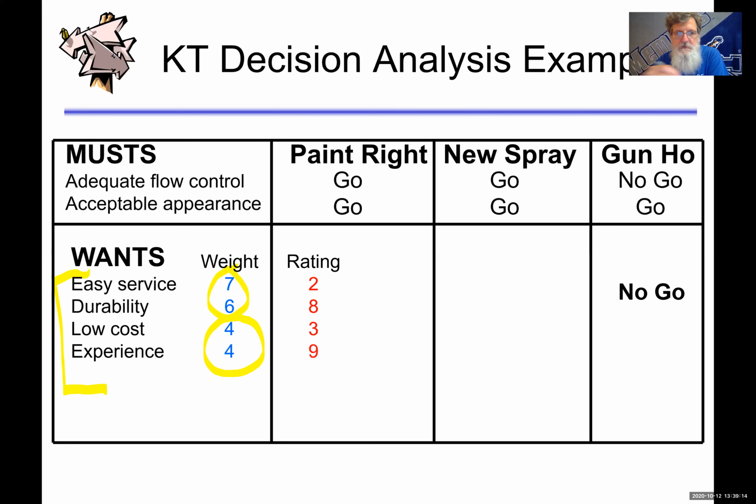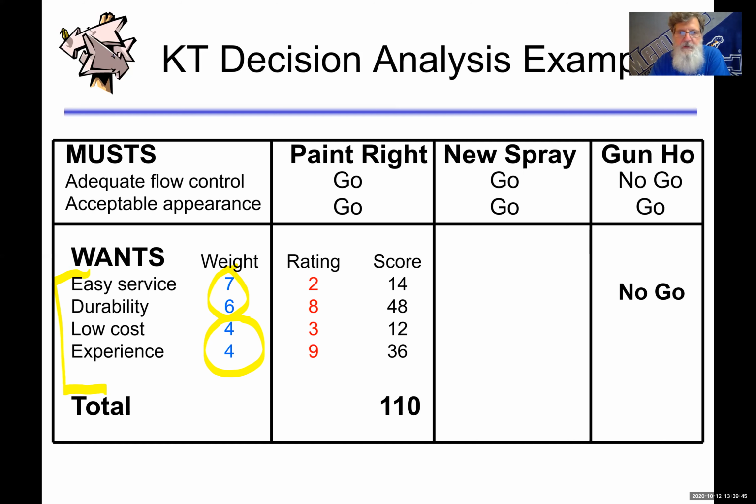And then with experience is almost a 10. So I have a lot of people who work in our system, and they have experience with the PaintRight system. So now I simply just multiply these together. You can see the weight times the rating for the first one is 14, next one 48, 12, and 36. So I add that up for a total score of 110. So right now my PaintRight has a 110 score, which right now is just relative.